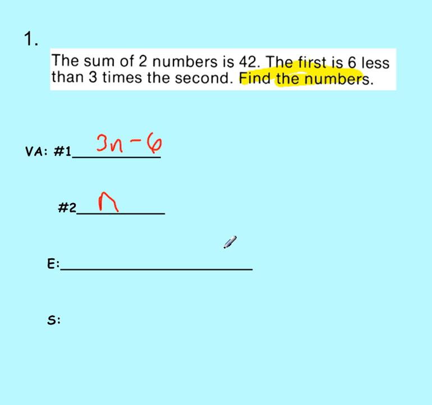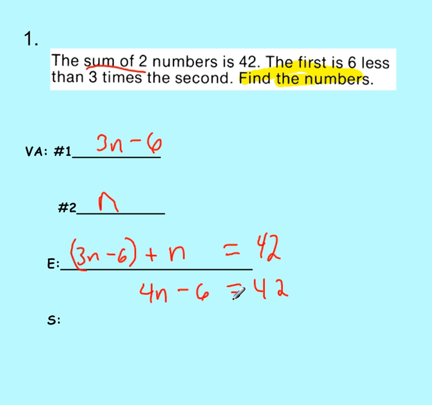Now I'm going to build my equation. It is 42, so 42 is going to be over here, and it says the sum of 2 numbers, so I'm going to add these 2 numbers. I'm going to take 3n minus 6, and add that to n. Now I'm going to combine my like terms. I have 3n and n. Together I have 4n. So I have 4n minus 6 equals 42.